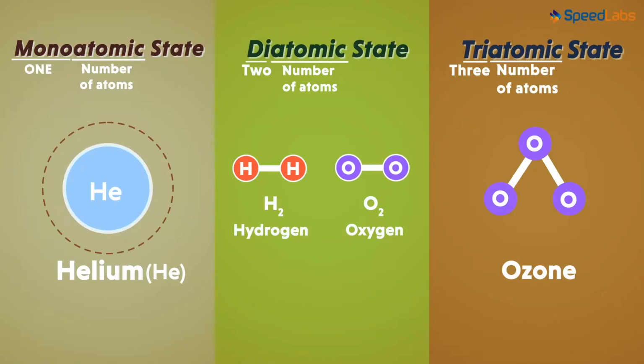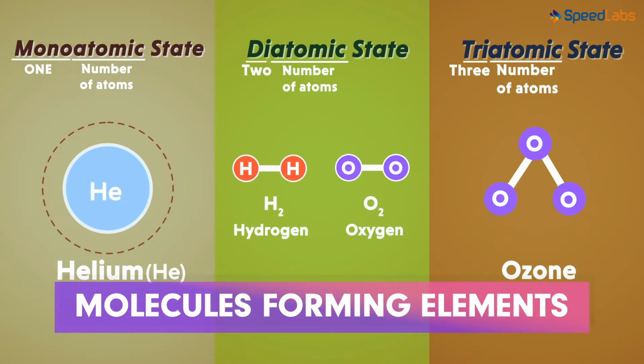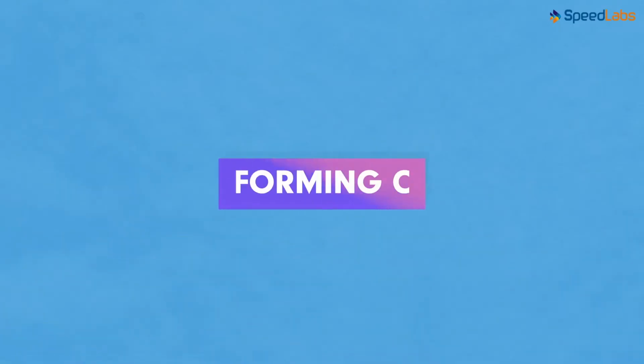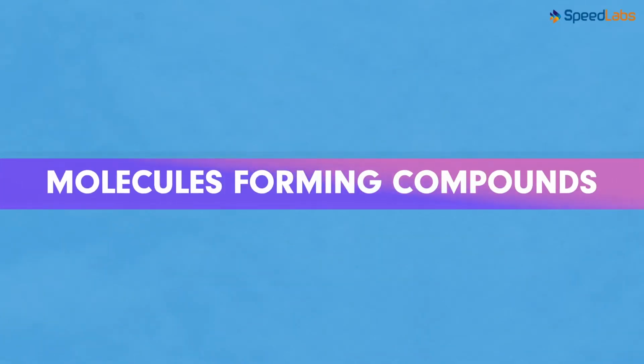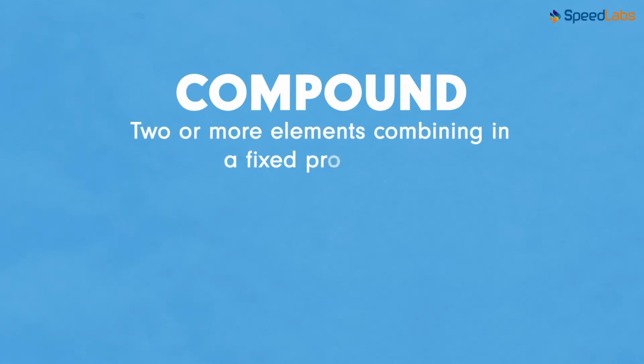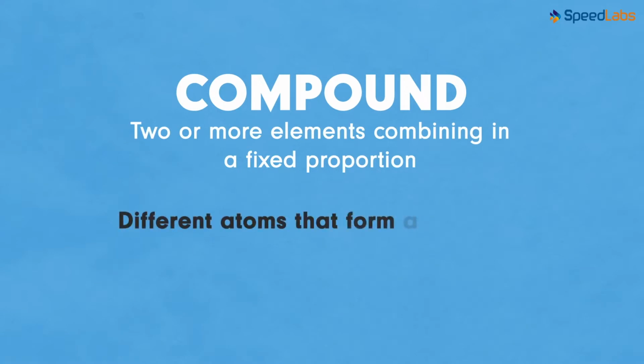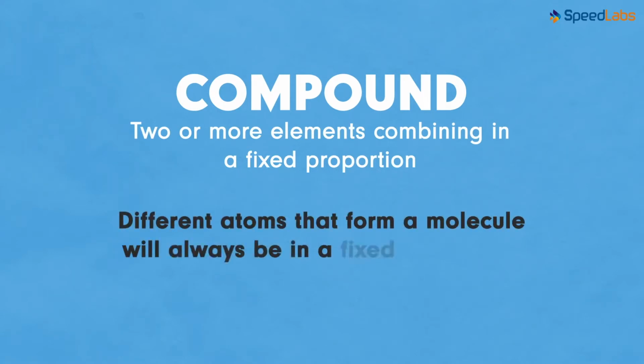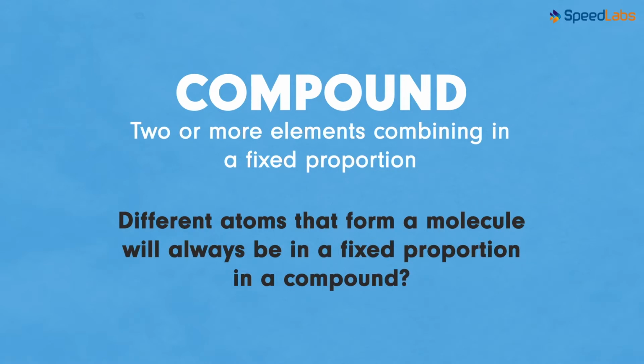We ended the previous video by taking a look at how molecules are present in an element. Now let us have a look at how molecules are present in a compound. Before that, can you tell me what exactly a compound is? Yes, it's simply two or more elements combining in a fixed proportion. So doesn't this mean that the different atoms that form a molecule will always be in a fixed proportion in a compound? Absolutely. Let us understand this with simple examples.